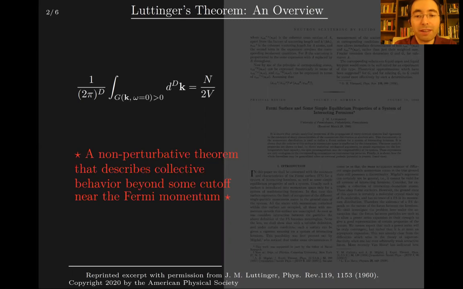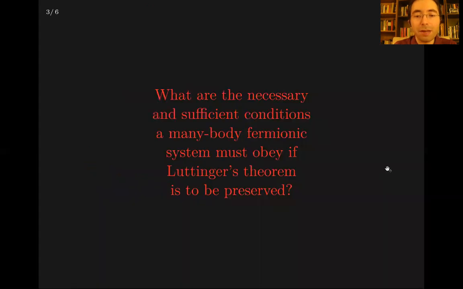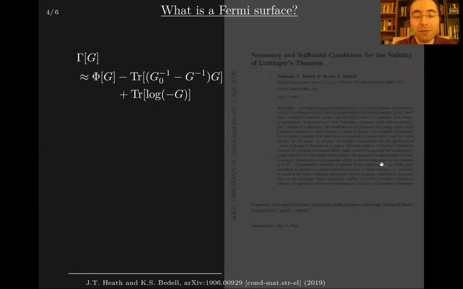So what we want to ask in this short presentation and in this paper is what are the necessary and sufficient conditions a many-body fermionic system must obey if Luttinger's theorem is to be preserved. To do this, we want a more robust definition of the Fermi surface. And so therefore we want to invoke the effective action of the many-body system known as the Cornwall-Jackiw-Tomboulis functional.